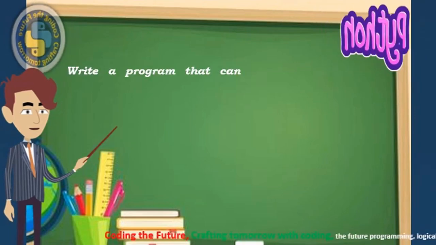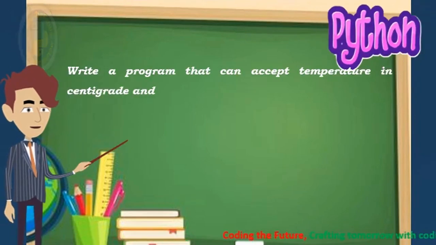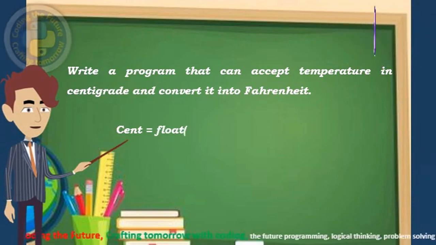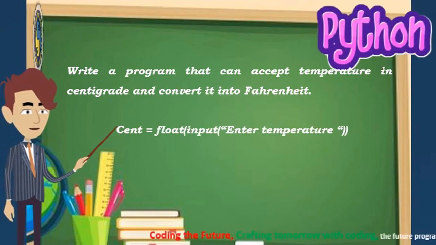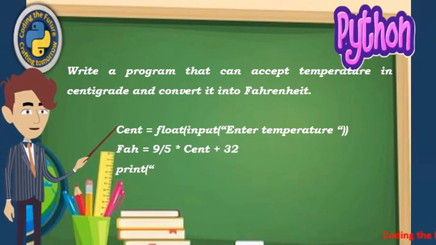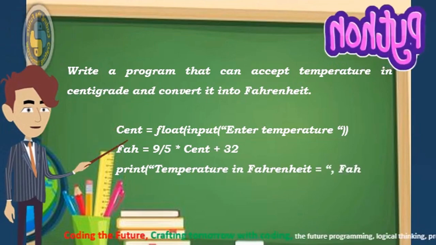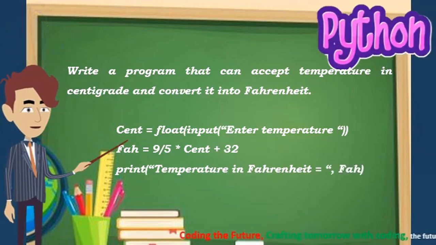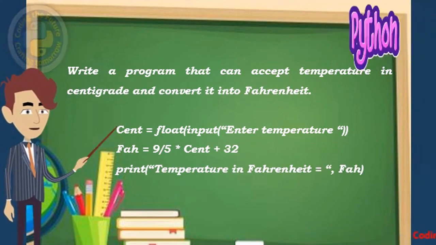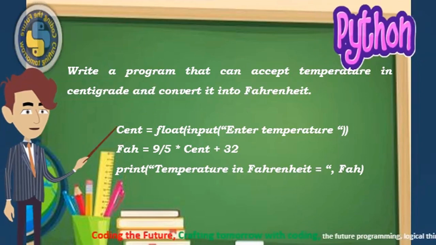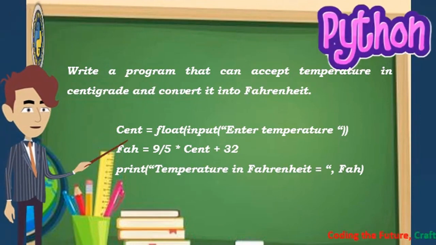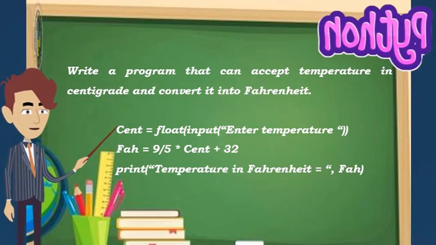Next is: write a program that can accept temperature in centigrade and convert it into Fahrenheit. It is the reverse of our last program. The variable cent will be entered using the input method with the message "enter temperature" within the float method. It will convert the user-entered value into a floating point number. Next is the formula: Fa = 9/5 * cent + 32.